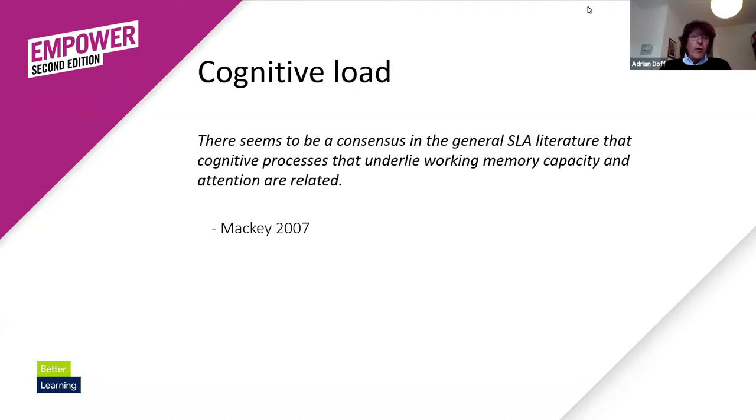Okay. This is from Alison Mackay, who is an applied linguist working in University of California, I believe. And this is what she has to say about cognitive load. She says, there seems to be a consensus in the general second language acquisition literature, okay, so research into second language acquisition, that cognitive processes that underlie working memory capacity and attention are related. So what she's really saying here is that our working memory, in other words, our short-term memory, which is, I mean, not exactly the same, but more or less the same. So our short-term memory has a limited capacity, and learners' attention depends on the limits of our working memory, of the capacity of our working memory, or our short-term memory.